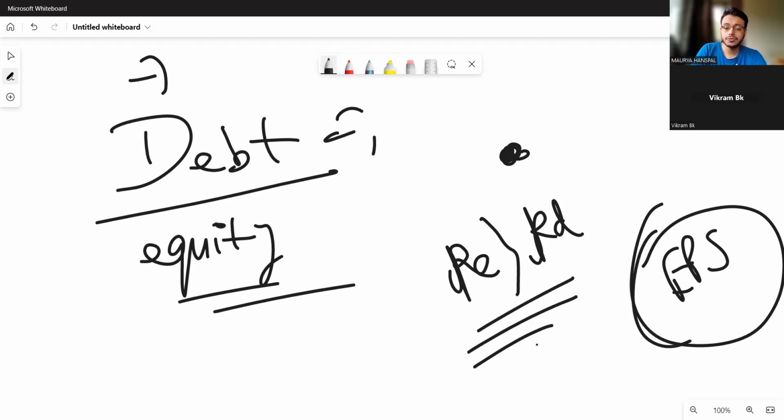But if your cost of equity starts to come down and becomes lesser than cost of debt, or even becomes almost equal to cost of debt, you must not take more debt. Your EPS will come down, your earnings will go down, your profitability will go down.